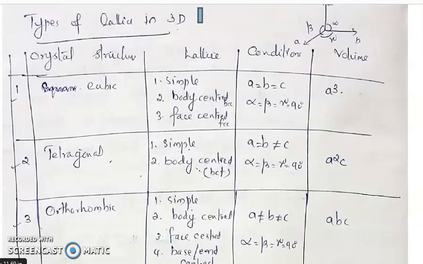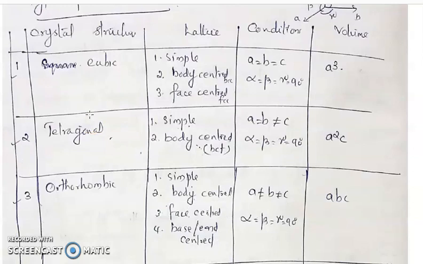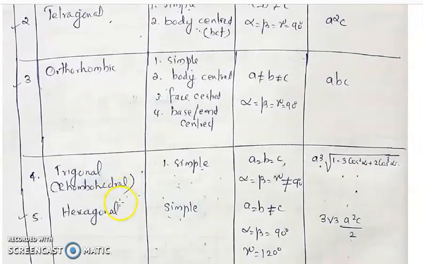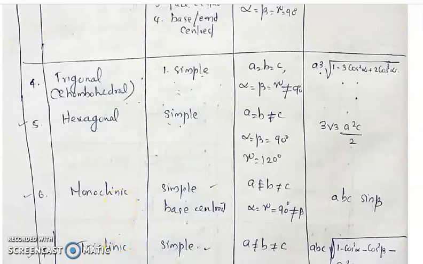All the existing 3-dimensional objects can be classified into 7 types of lattices, and they are known as the Bravais lattices, after the scientist who introduced this concept. So the 7 types of crystal structures are: the first one is cubic, then tetragonal, orthorhombic, trigonal or rhombohedral, then hexagonal, monoclinic and triclinic.